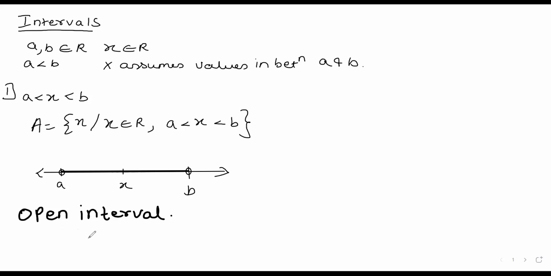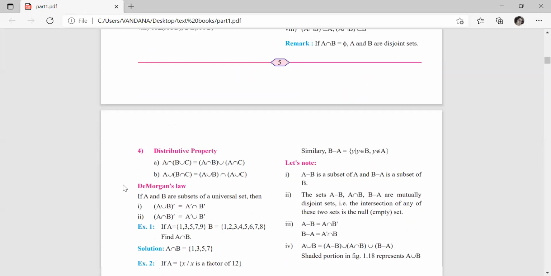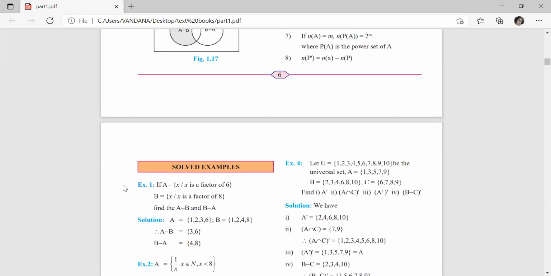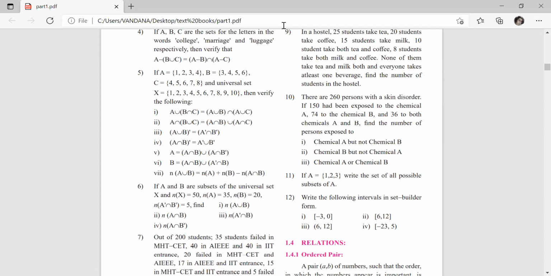An open interval is given like this. If this is given to you, it is an open interval. It can be given in set builder form like this, and the diagram can be drawn like this. There is a sum in exercise 1.1, question number 12, where they are talking about intervals. So we are solving it simultaneously. Okay, here they have not given any open interval.